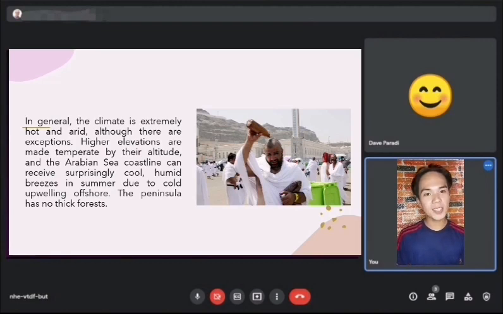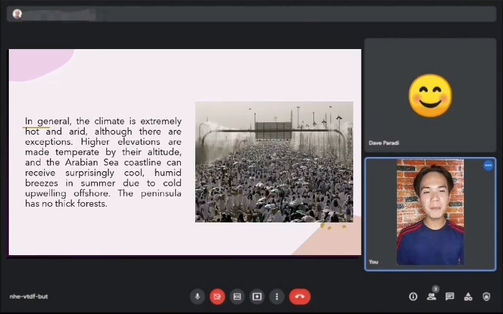The peninsula has no thick forests. Okay. The Arabian Peninsula is a desert environment surrounded by saltwater bodies. The Persian Gulf, the Arabian Sea, and the Red Sea border the peninsula on three sides. Arid type B climates dominate the region. Saudi Arabia only receives an average of 4 inches of precipitation per year.